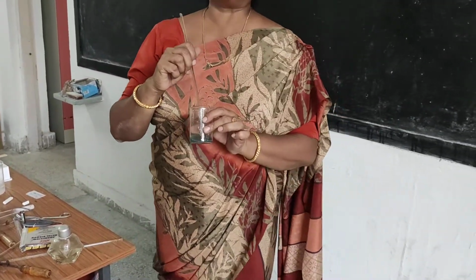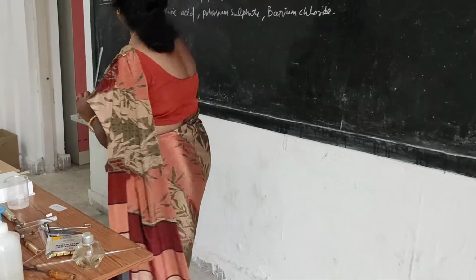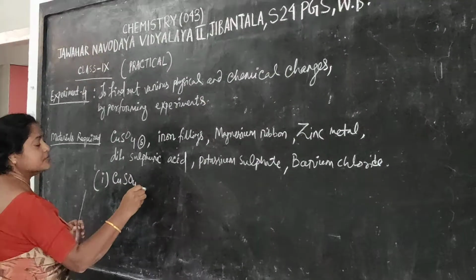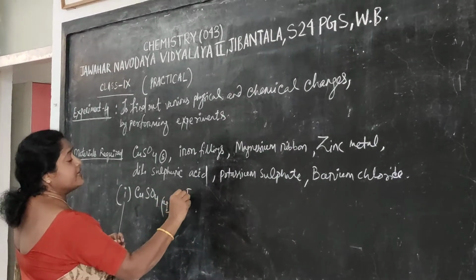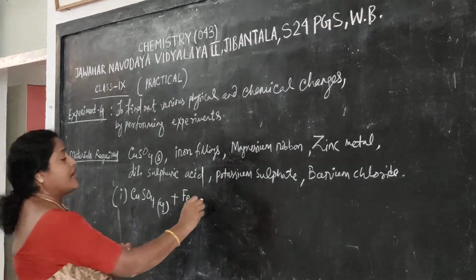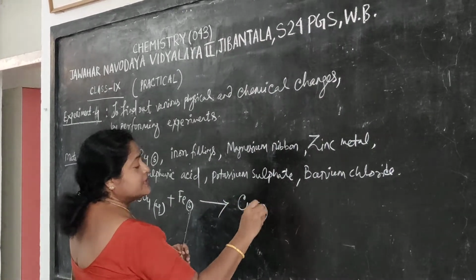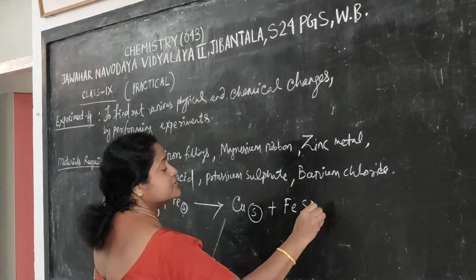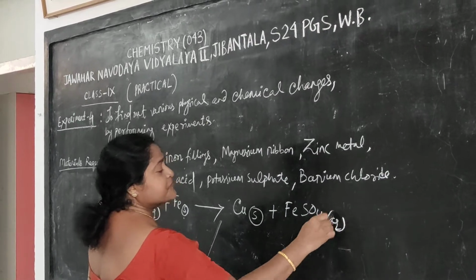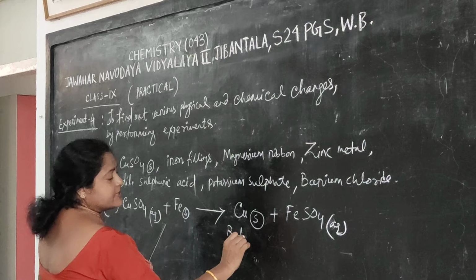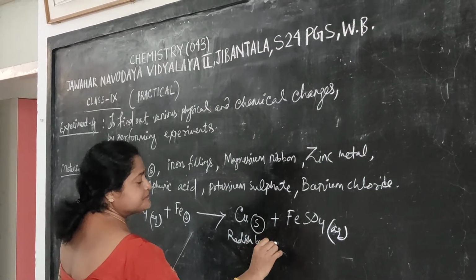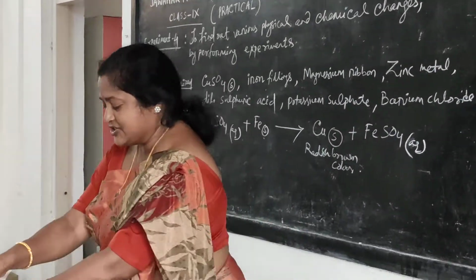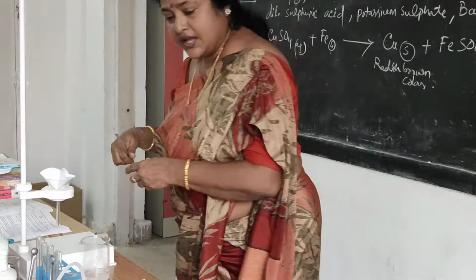That means it is a chemical change. So we will be writing the reactions here, students. The first reaction: I have taken copper sulfate aqueous, this copper sulfate solution, added solid metallic iron, and I am getting copper metal free. This reddish brown color copper metal is getting free. Okay, this is one type of chemical change. Now students, I will be showing you.